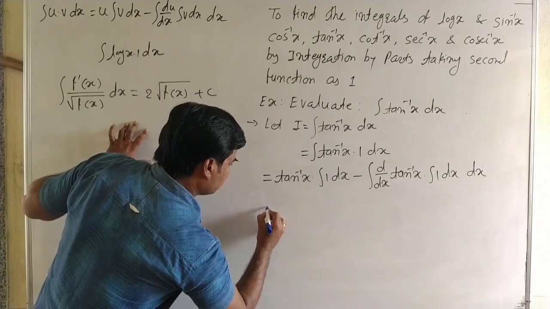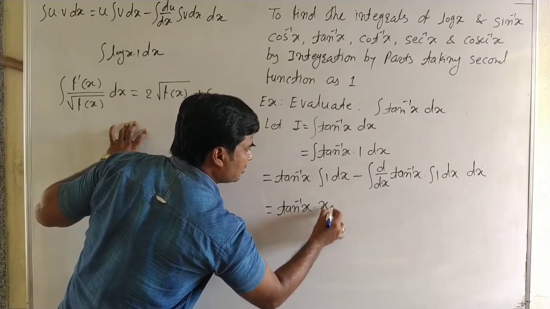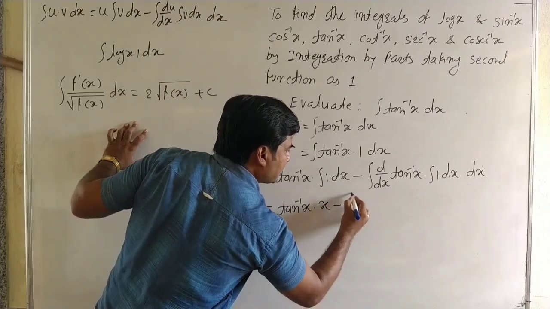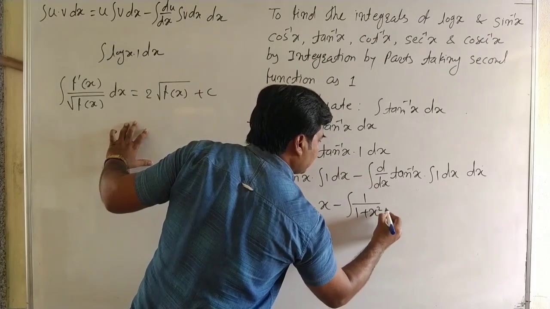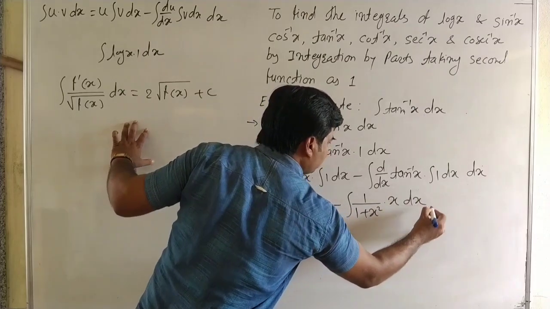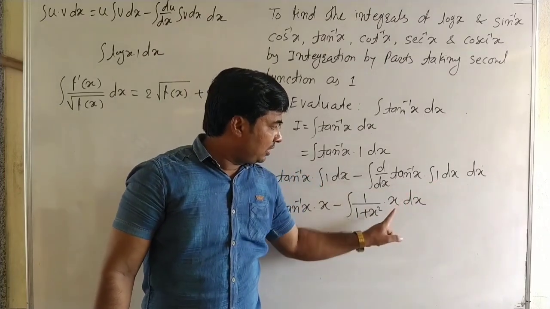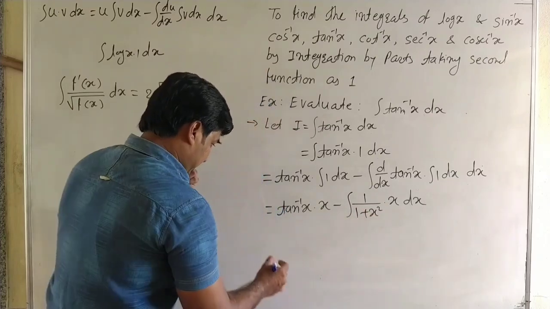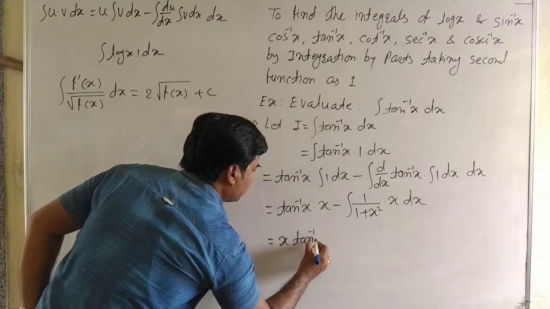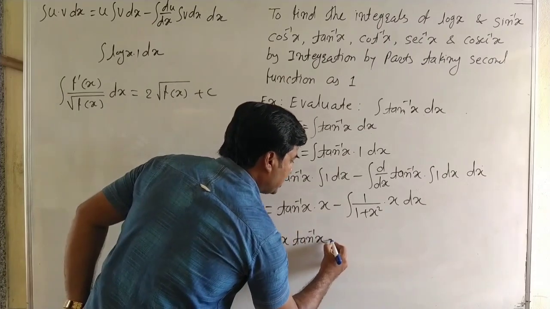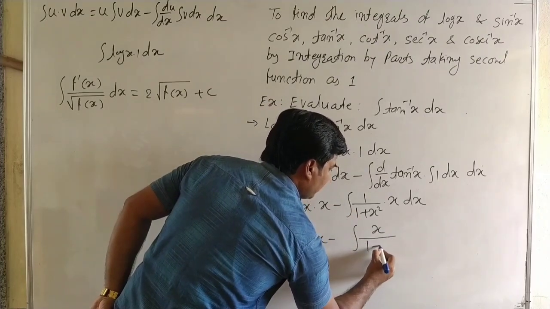Now here it is tan inverse x into x, since the integral of 1 is x, minus integral, see carefully, 1 upon 1 plus x square into x dx. The derivative of tan inverse x is 1 upon 1 plus x square, and the integral of 1 is x. Now we can integrate this function. Here it is x into tan inverse x minus, see carefully again, x upon 1 plus x square.